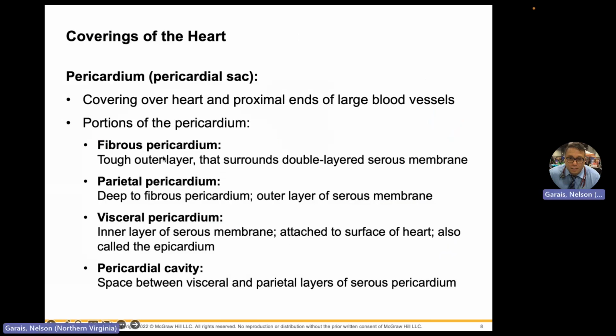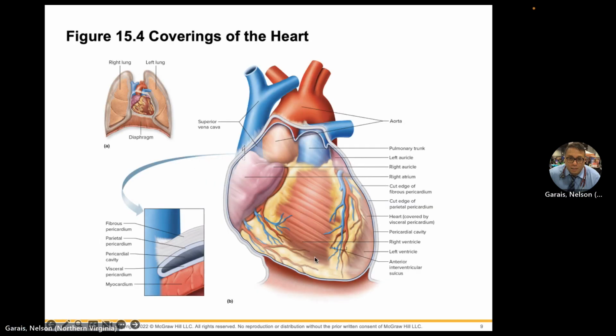Know your layers. The tough outer covering is your fibrous pericardium. And the serous layers that we already know and love, your parietal and visceral pericardium. Visceral, of course, is the deeper. Your serous layer, also known as your pericardial cavity, is in between your parietal and visceral, and that has the pericardial fluid or serous fluid, which acts as a lubricant. You can see the double layer here.